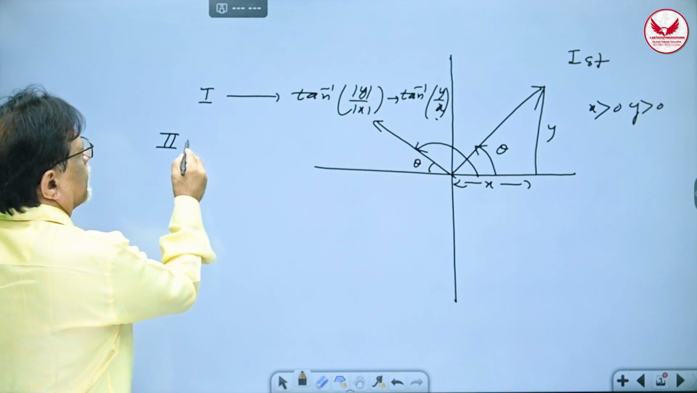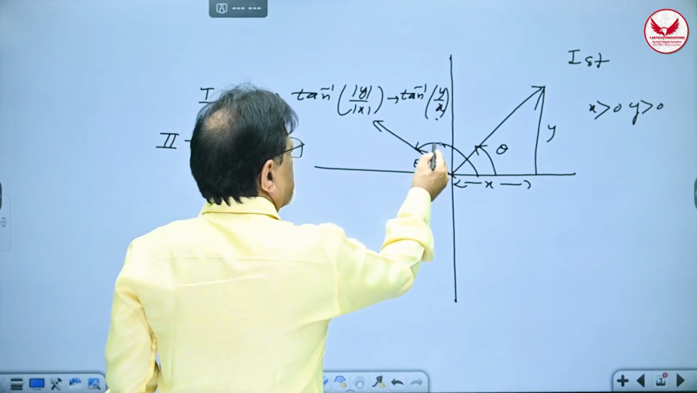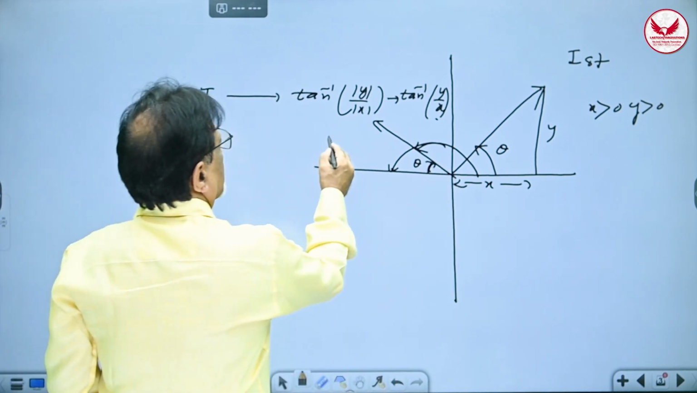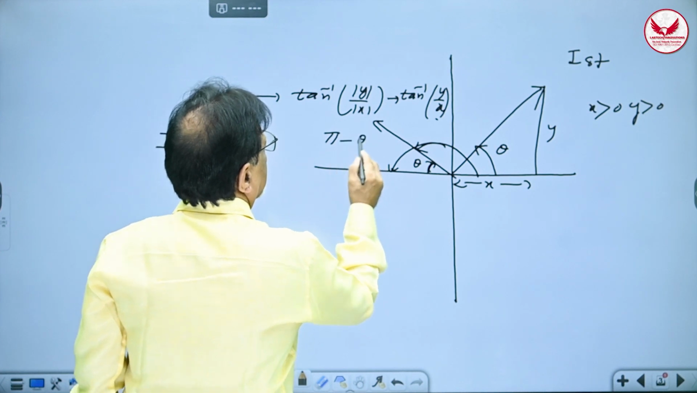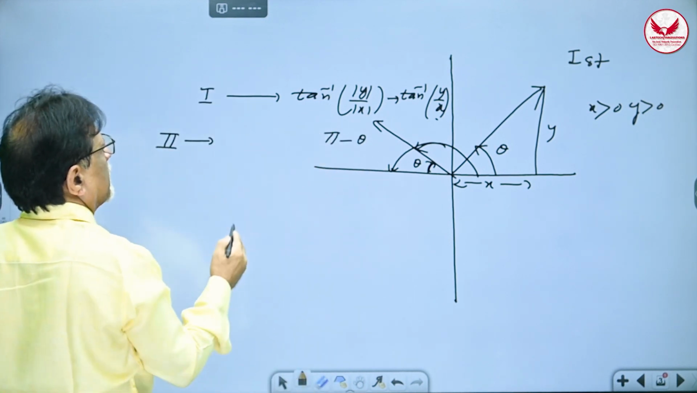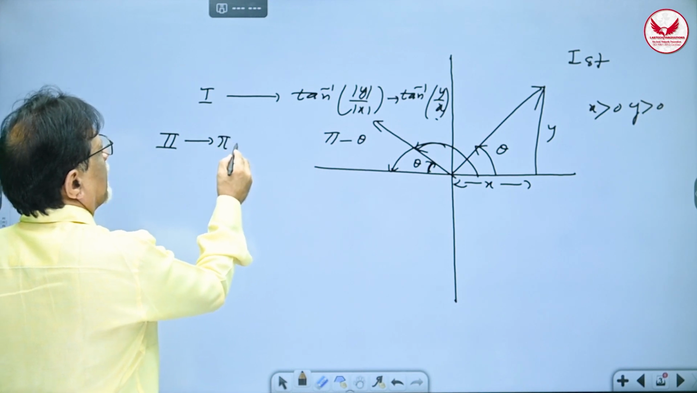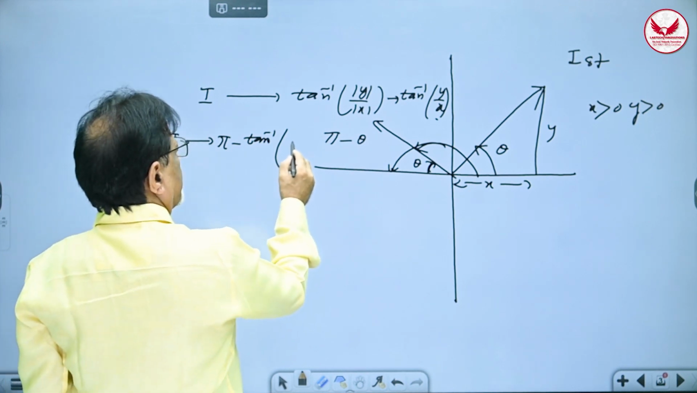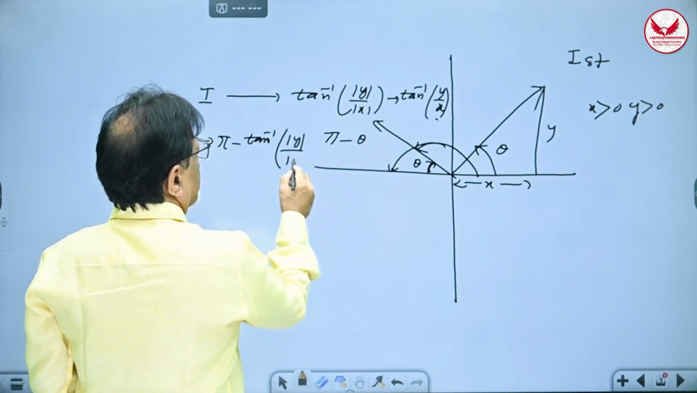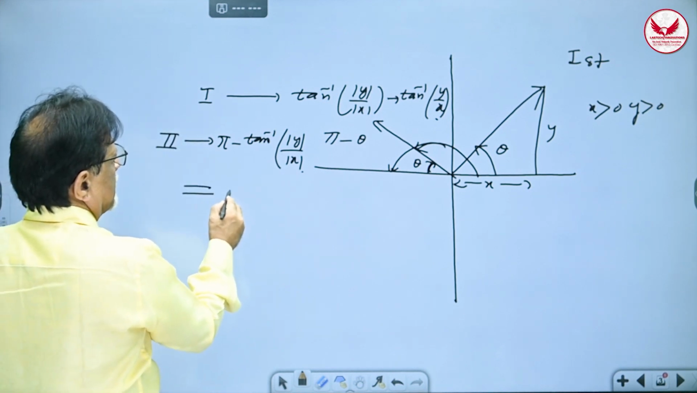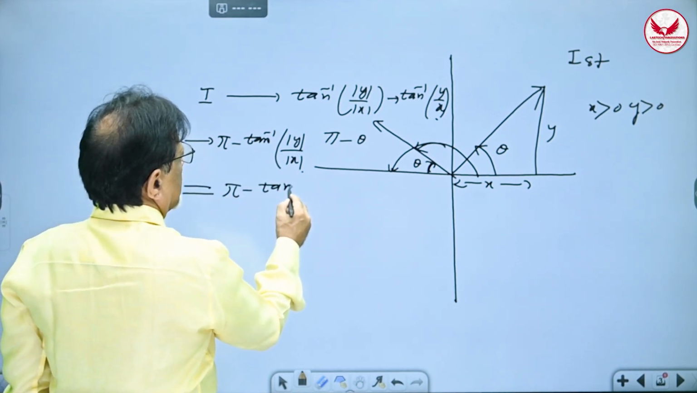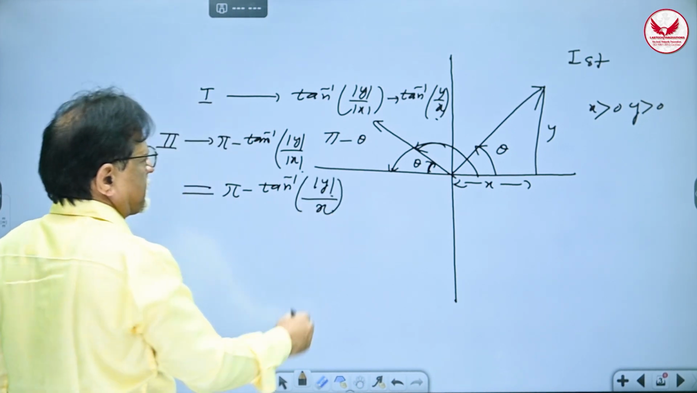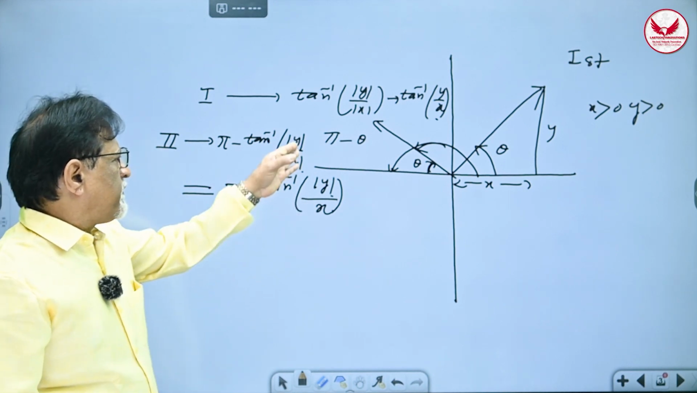So in the second quadrant, what you're going to do is, this total angle is pi, and minus this angle you have to take, right? So in the second quadrant, it is pi minus theta, right? And theta is always given by this. So that is pi minus tan inverse of mod of y upon mod of x. But in this case, it is pi minus tan inverse of mod of y, but mod of x is positive, so it becomes x. But I don't want you to remember, just remember this.